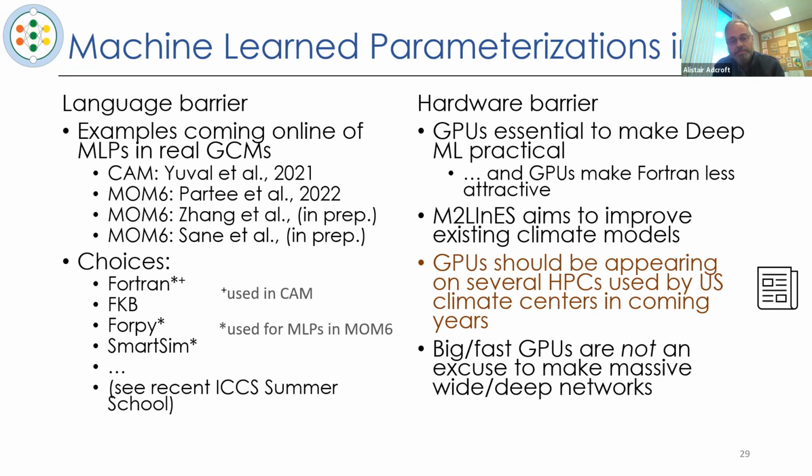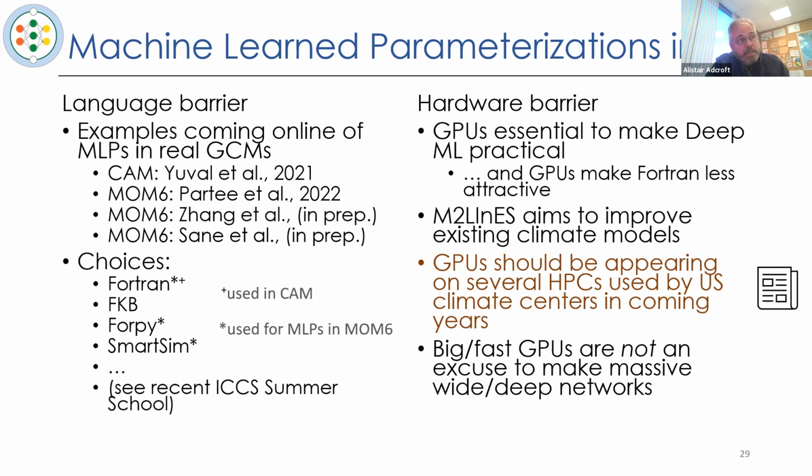and so it becomes necessary to use a GPU to actually do the inference step. Now, the good news is that it looks like most of the US climate centers will be getting access to GPU hardware in the next year or two, or I'll say years, not being able to be certain about these things. But I think we can consider that there will be access to GPUs in time for running climate runs with machine learned parameterizations in them.